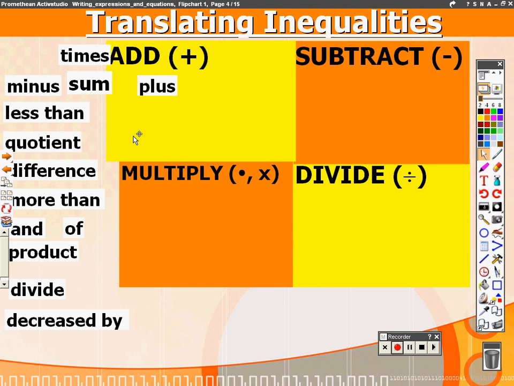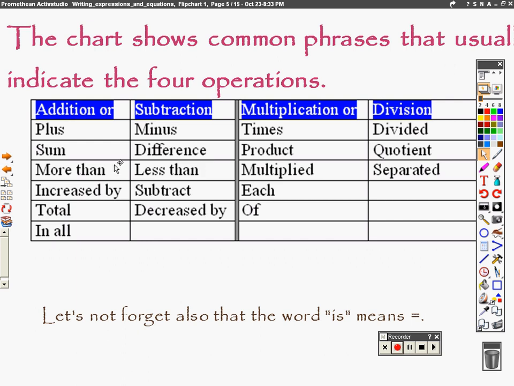At this time, we're going to take volunteers to come up and place where they think each of these words belong with the proper operation. And here's the operation chart for you to copy into your notes. Our addition words are plus, sum, more than, increased by, total, and in all. When you see one of these words, you will be writing an addition problem.